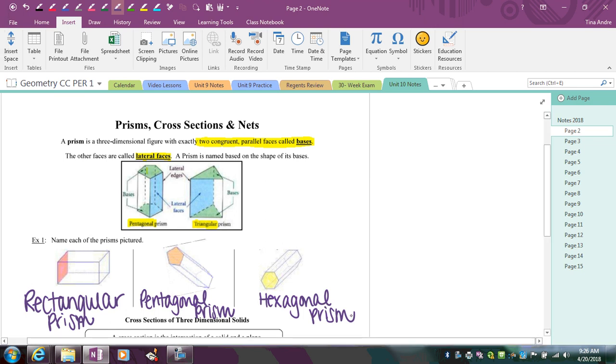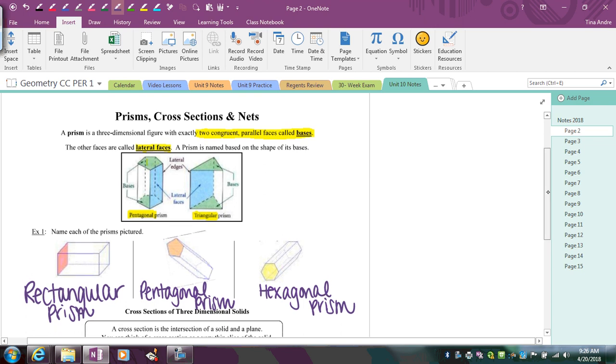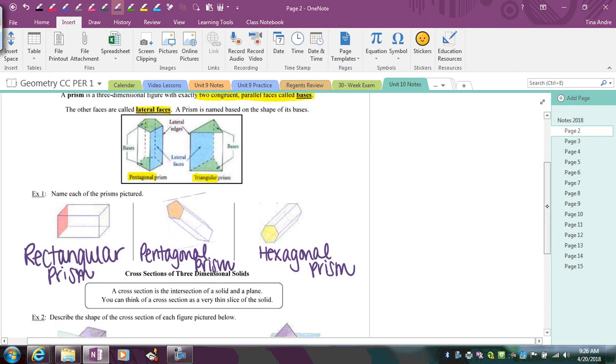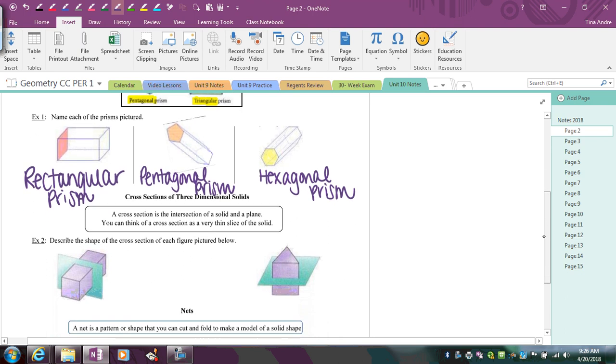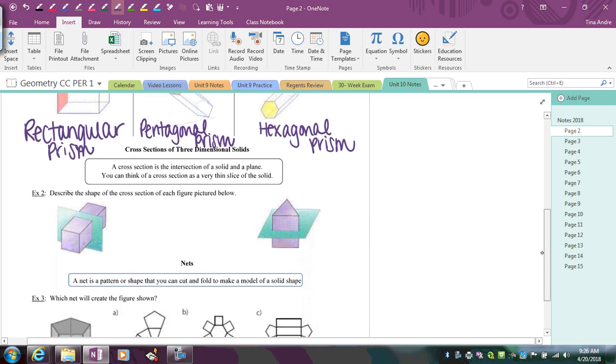Now remember, we have pyramids, cones, cylinders, spheres, all those other objects we'll talk about. They're not all considered prisms because they're not made up of polygons with two congruent parallel bases. So we'll talk about those, but they're not considered a prism. Looking at the next topic here, the next idea is when we talk about a cross section.